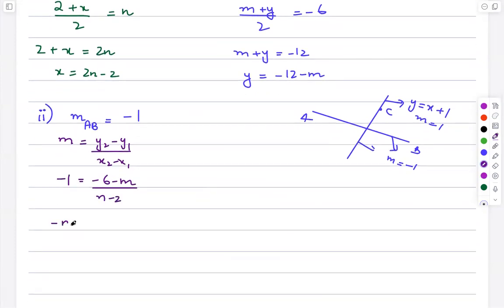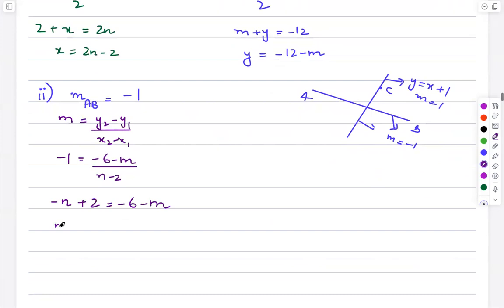Cross multiplying, we'll get -n plus 2 is equal to -6 minus m. Taking the m on the left hand side, we'll get m minus n is equal to -6 minus 2, which is equal to -8. So we have the first equation over here.